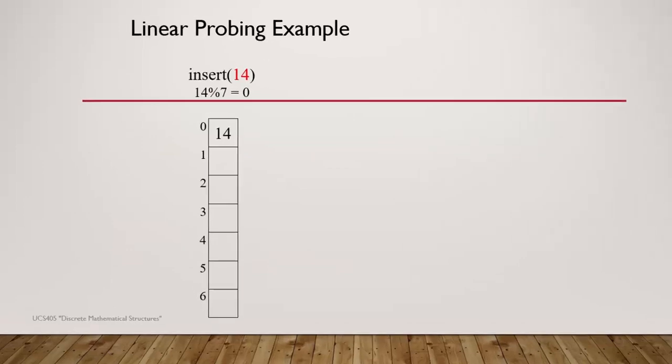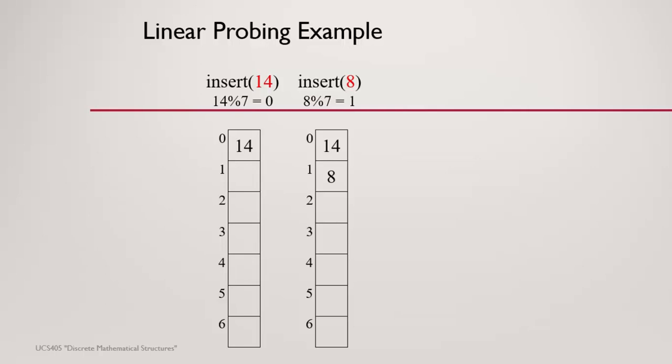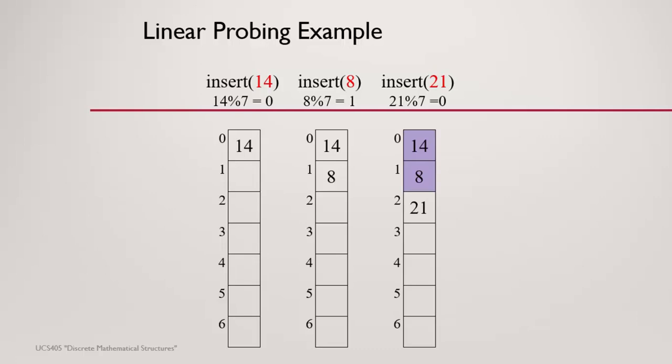Let us understand linear probing with an example. Suppose we want to insert 14, where the hash function is key mod 7. Then 14 mod 7 is 0, so 14 is stored at index 0. Likewise, 8 is stored at index 1. Now if we want to insert 21, 21 mod 7 is 0, but there is an item already at index 0. So we try the next slot, that is (0 plus 1) mod 7, which is 1, which is again filled. Then we try another slot, that is (0 plus 2) mod 7, which is 2. So 21 is stored at index 2.